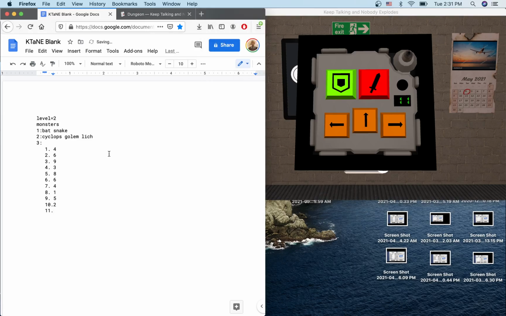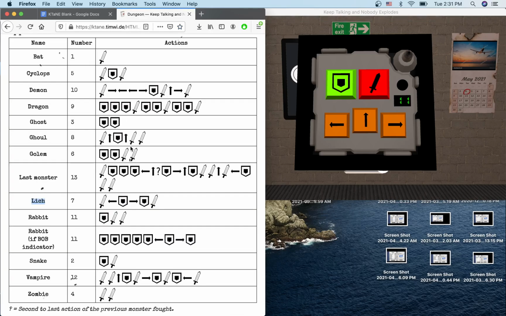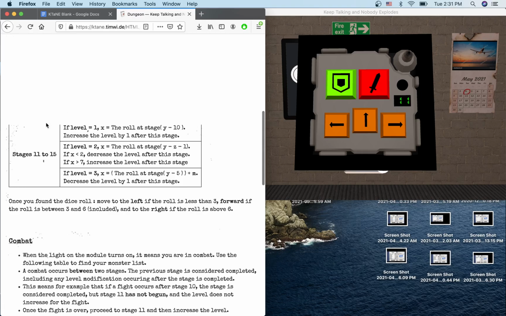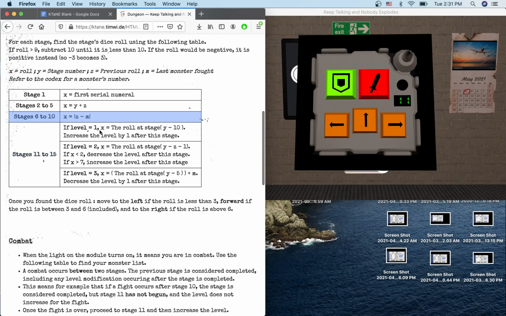Now we're on stage 11, and this is where things do get complicated, as if they weren't already. So first of all, the first thing that happens when we hit stage 11 is our level is going to move to 3. Now, for stage 11, we need to check these rules here for what we do. If we are at level 1, then we follow this set of rules. If we are at level 2, we follow this set of rules. 3 is this. So we are currently at level 3. You will always be at level 3 for stage 11 because the module automatically moves you up to level 3 when you hit stage 11.